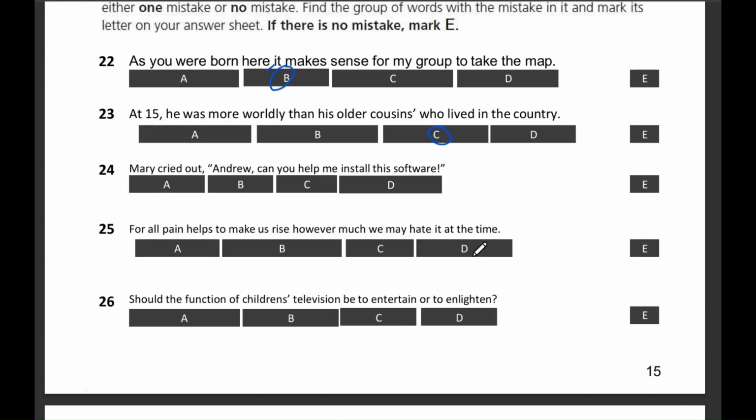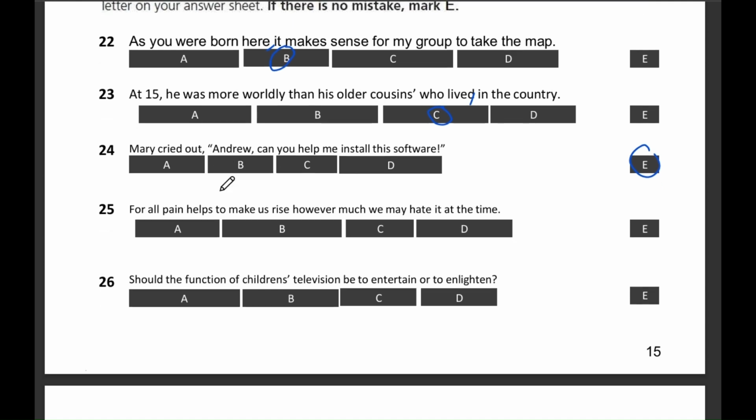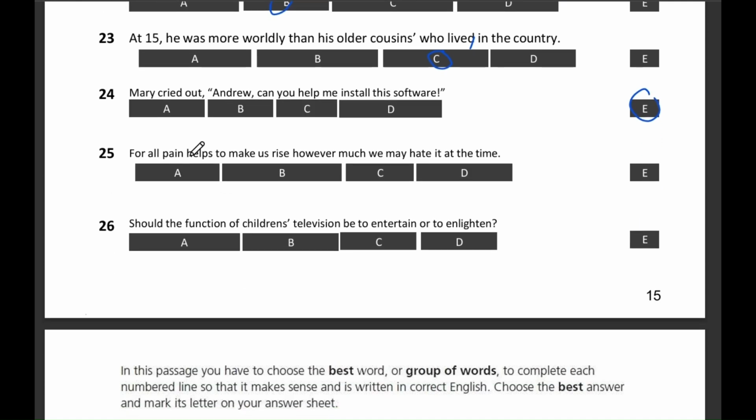The sentence is, Mary cried out, Andrew, can you help me install this software? The answer is option E, which means there are no mistakes. This sentence is perfect as is. Now for question 25. The sentence says, for all pain helps to make us rise, however much we may hate it at the time. The answer is option B. We need commas around however to separate it from the main part of the sentence. It should be, for all pain helps to make us rise, however much we may hate it at the time. Let's proceed to question 26.